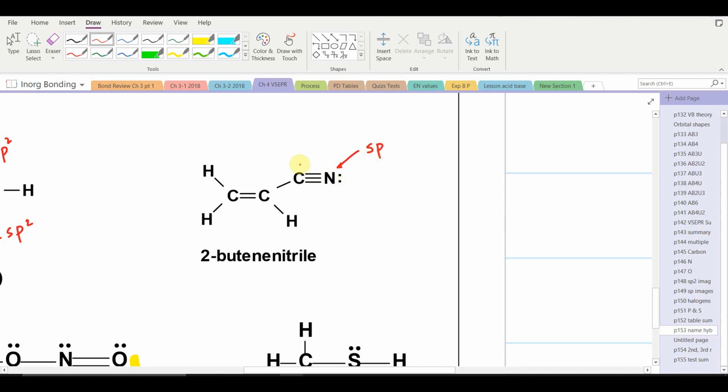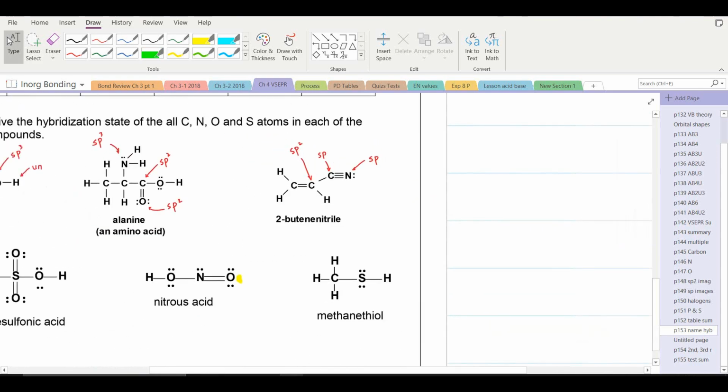What about the carbon? It's got 2 sigma bonds and 2 pi bonds. Ignore the pi bonds. 2 sigma bonds requires sp hybridization. What about this carbon? How many sigma bonds? 1, 2, 3. Non-bonded electrons? None. So it just needs 3 hybridized orbitals. That would be sp2 hybridized. You got the idea? Well, let's do one more here.